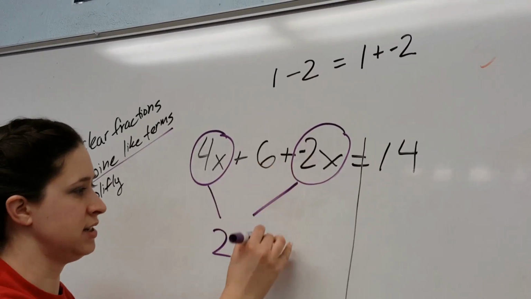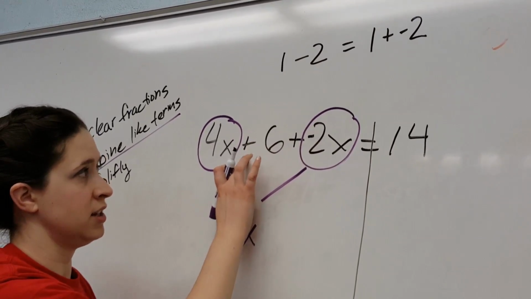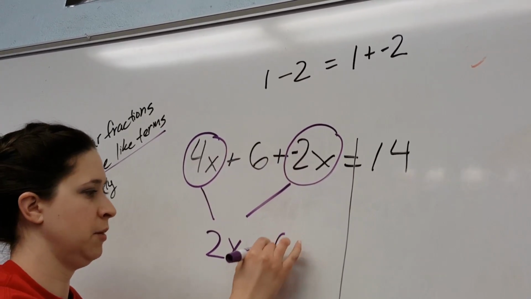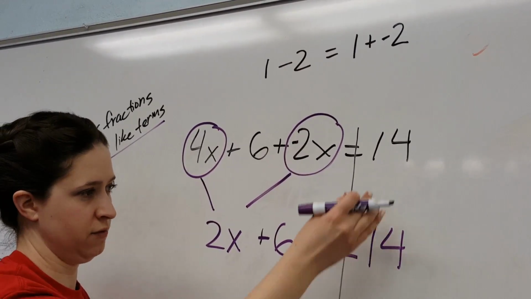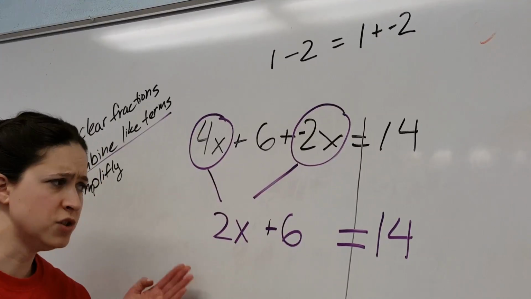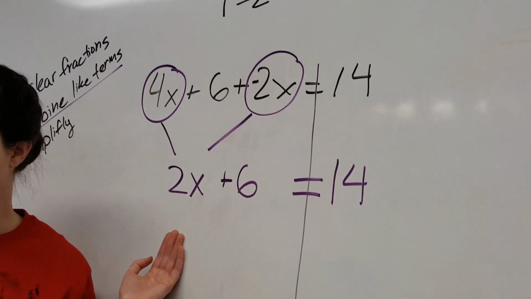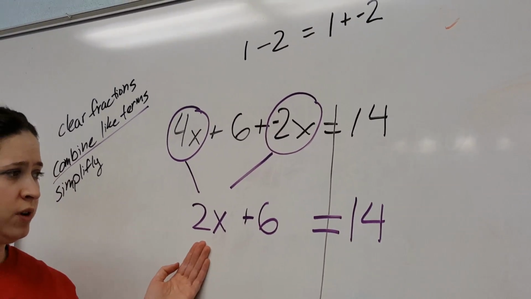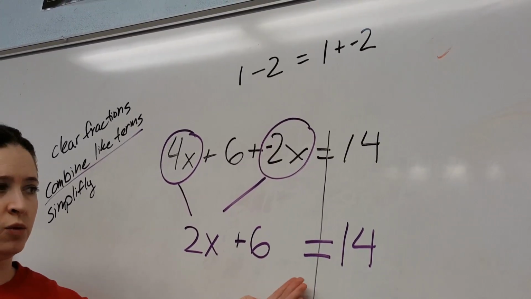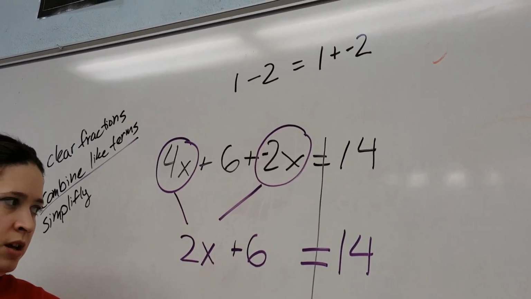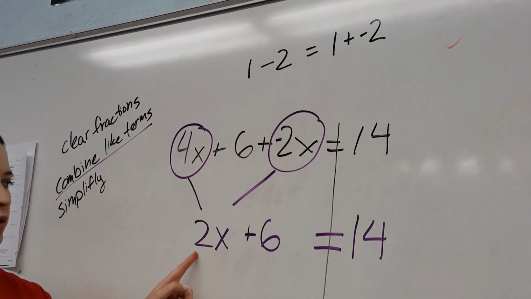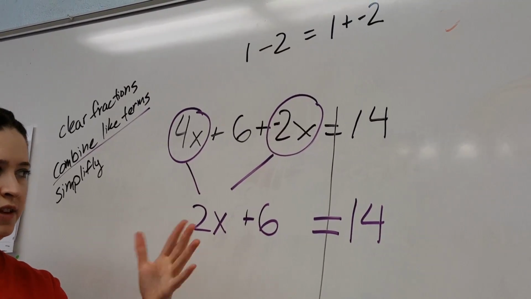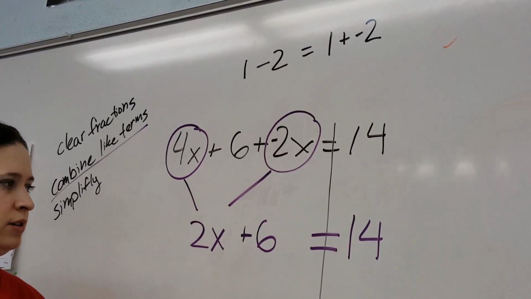So I'm going to bring the 6 down. It keeps its sign. It's a positive 6 here, so it's going to stay positive right here. Equals. Didn't have to do anything to the 14. The 14 comes down too. So look, now I have my regular two-step equation from yesterday. 2x plus 6 equals 14. So remember that yesterday we looked at what happened first, what happened second, and then did it in reverse order to get rid of it.